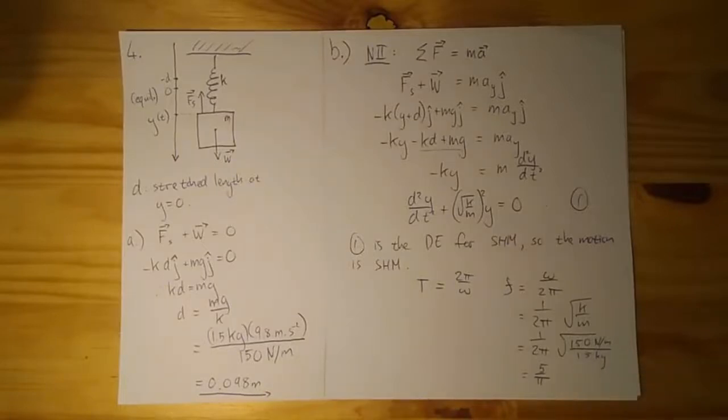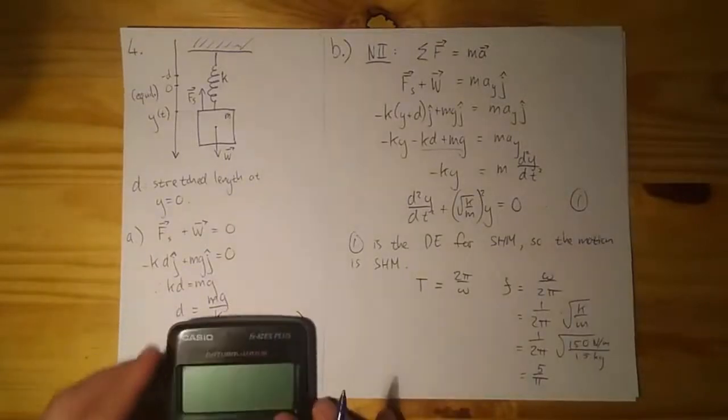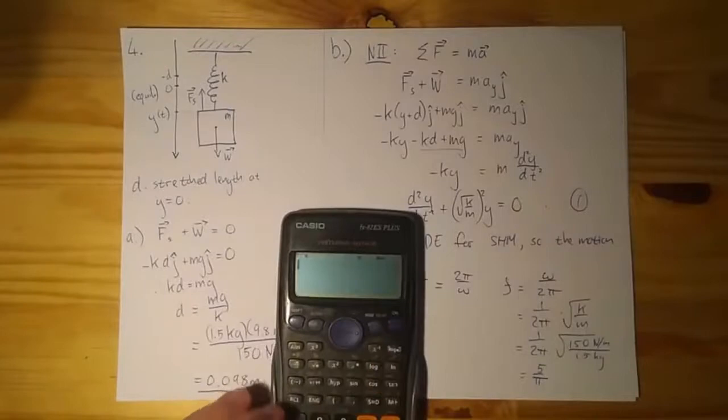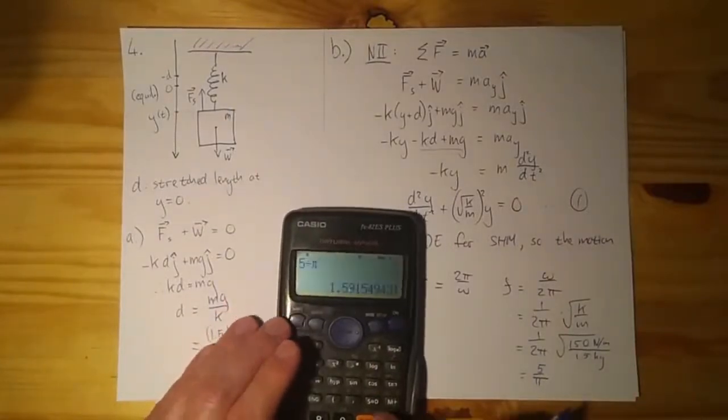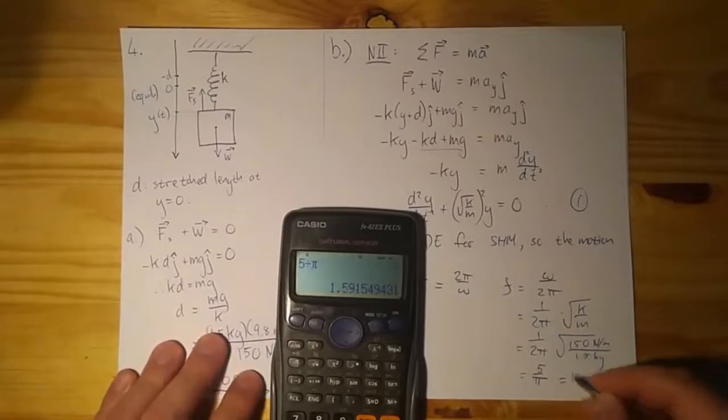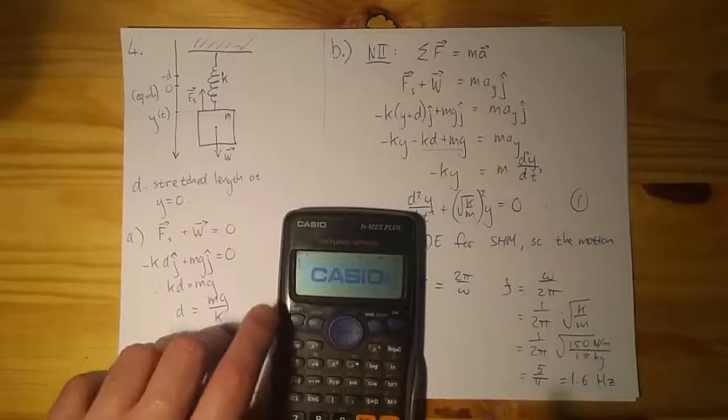And let's see, what does that work out as? I'm not going to leave it like that because these look like measured values, so I'm going to give my answer to the correct number of significant figures, which in this case will be 2. So 5 divided by pi, so 1.6 hertz, 1.6 oscillations per second.